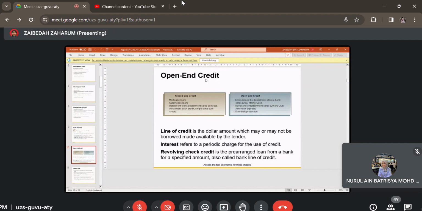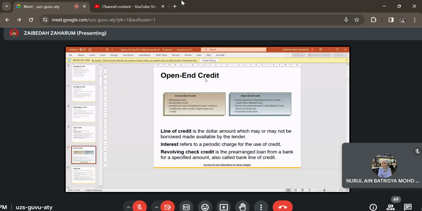Interest merupakan refers to a periodic charge for the use of credit. Setiap pinjaman tadi, dia akan charge you interest. Salah satu fees dia tadi, salah satu cost dia tadi, you have to pay interest also on your debt or your loan tadi, ataupun use of credit tadi.